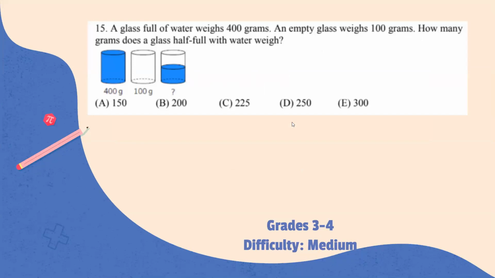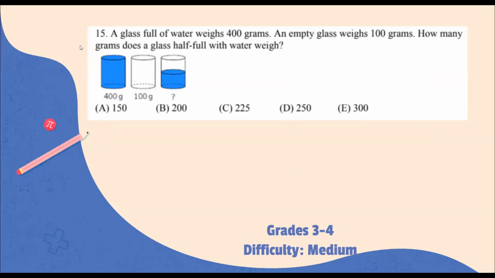Alright, now I'm pretty sure you guys did this last week, and I just wanted to go over it with you again. A glass of water weighs 400 grams. An empty glass weighs 100 grams. How many grams does a glass half full with water weigh? This is another grades 3-4 difficulty medium problem from the Math Kangaroo sample.